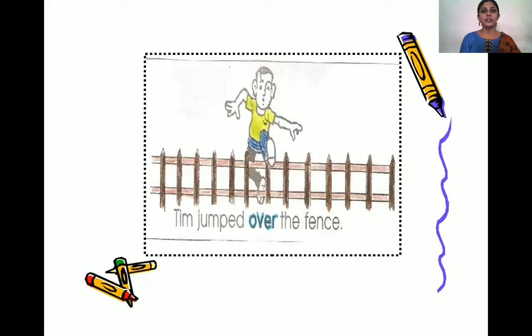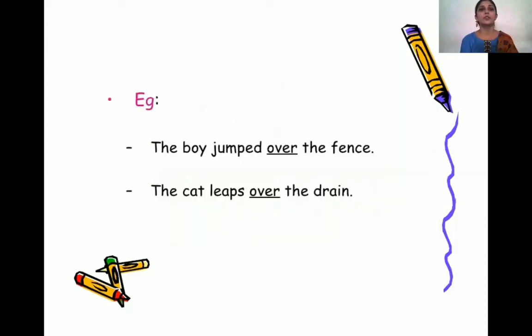And over. Tim jumped over the fence without touching the surface when something is in motion. I had given you the example earlier of the birds flying over the sky. The airplane is flying, moving over the sky. So it is not steady. It is not touching any surface also, and it is not still also. It is in motion, right? So Tim jumped over the fence. The boy jumped over the fence. The cat leaps over the drain.